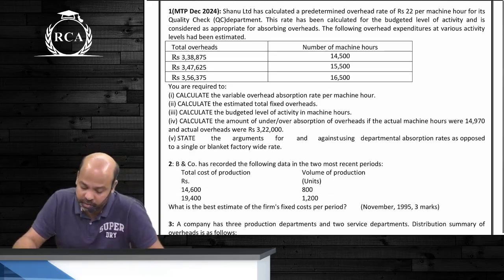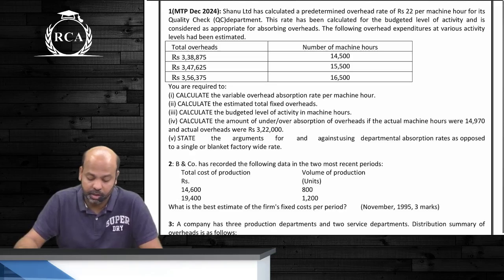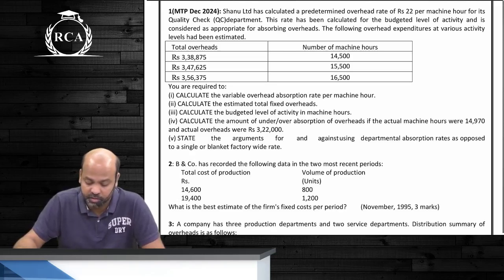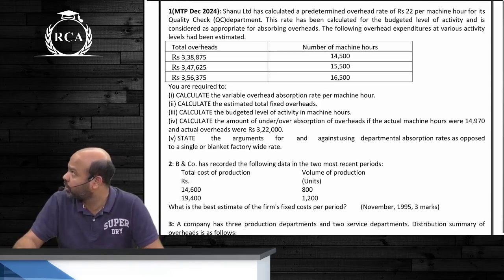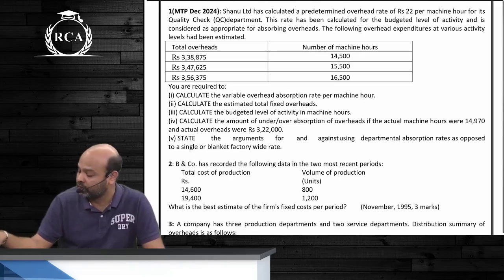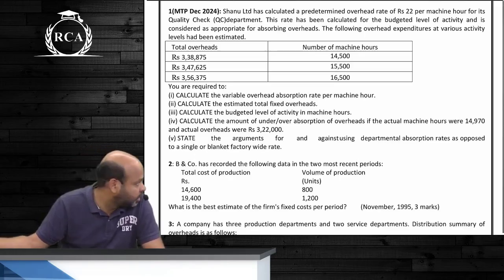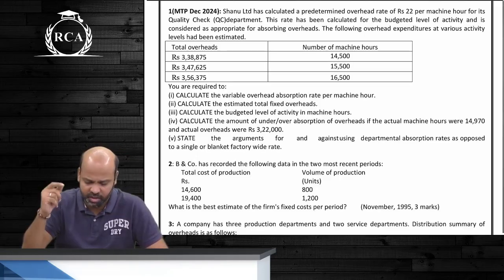Calculate the budgeted level of activity in machine hours. Calculate the amount of under or over absorption of overheads if the actual machine hours are so much. State the arguments, guys, for and against using this amount. Are we clear?